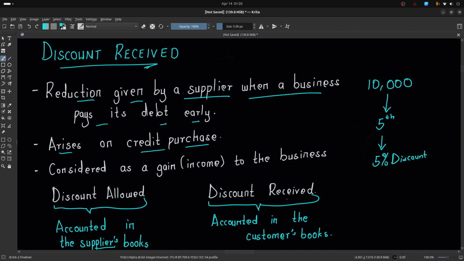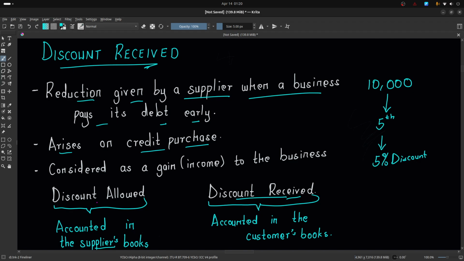So I, as a person who has bought this phone, I'm going to get the discount. I'm going to receive the discount. So in my books, I'm going to account for discount received because I'm the one who has received this discount. On the other end, on the supplier's books, they're going to account for discount allowed because they are the ones who have allowed for this discount.